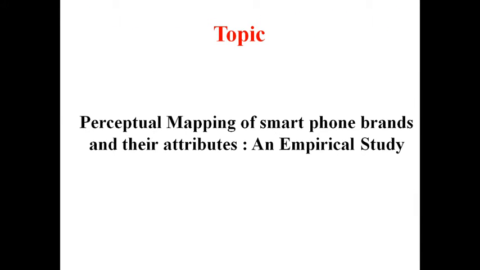Now we have converted this case study into the form of a topic. So what we have done, you can see here: perceptual mapping of smartphone brands and their attributes. Perceptual mapping we are doing means that there will be a multi-dimensional space in which the brands and attributes will be displayed, so that we can see how these brands are related, an empirical study. So perceptual mapping of smartphone brands and their attributes, an empirical study. We have converted the case study into the form of a topic.